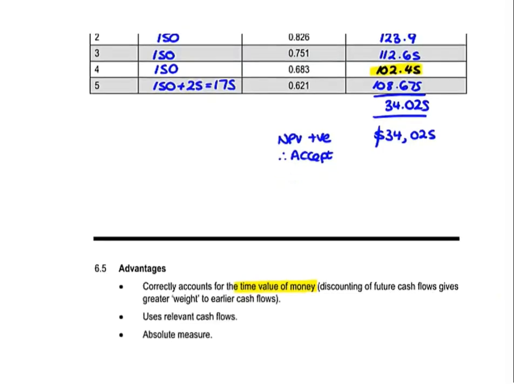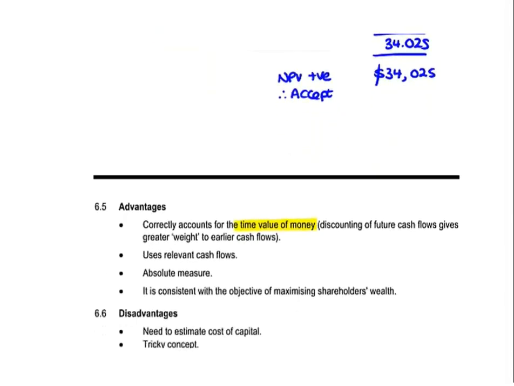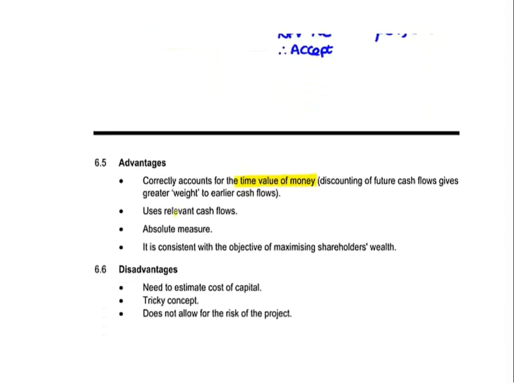That's because you'd have to invest it for longer, get more interest. It's based on relevant cash flows, and we'll be looking more at those in a moment. And it's an absolute measure as well. So rather than a ranking, it tells us how much our shareholder wealth is going to go up by if we undertake the project. So it directly answers the question, what is the impact on shareholder wealth?